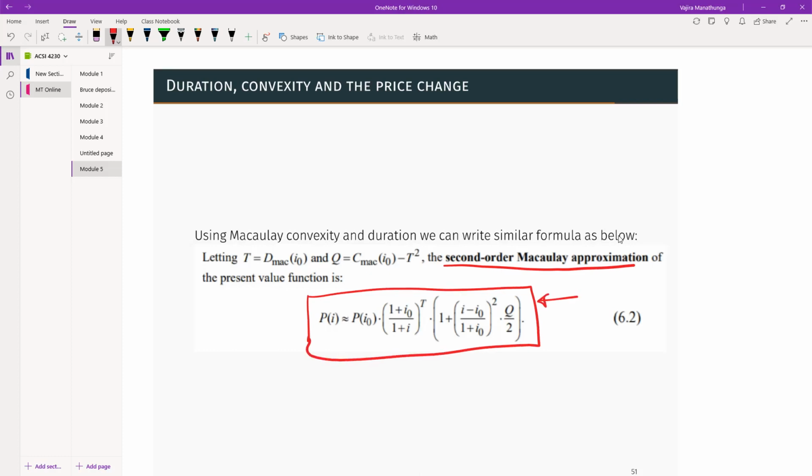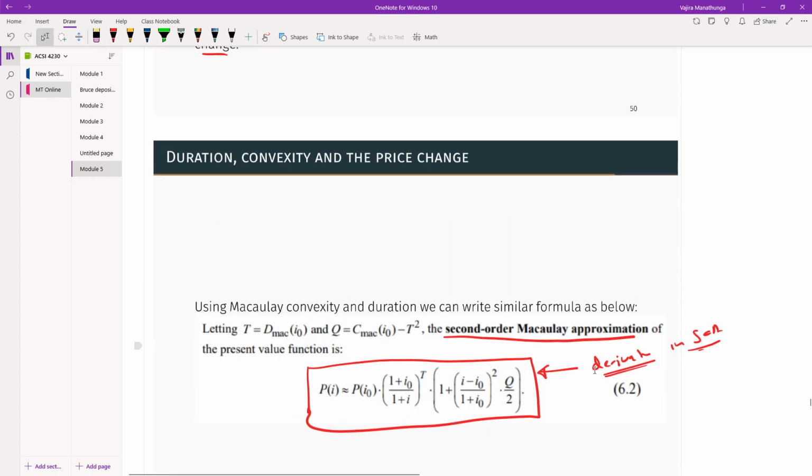The derivation is again in the SOA exam paper. I'm not going to go through that. All you need to do right now is memorize this formula to use in the exam. This one is in the SOA note, giving the second order Macaulay approximation for the price.